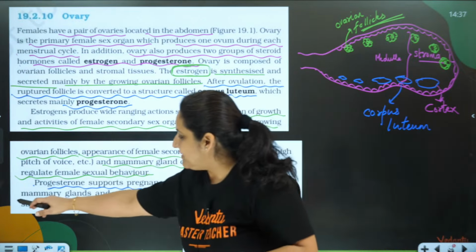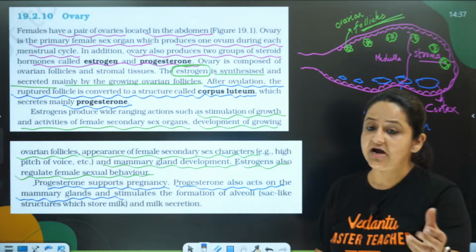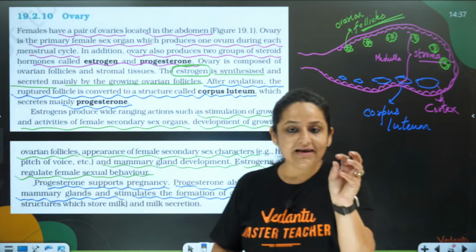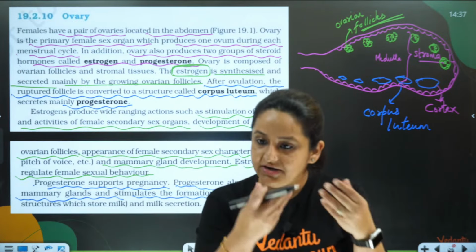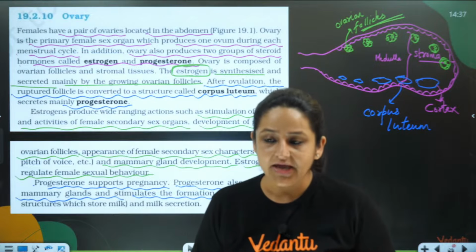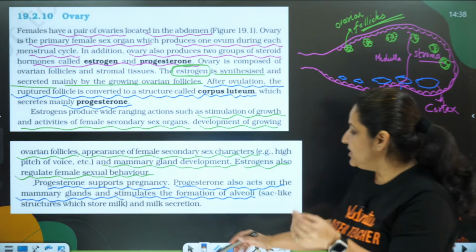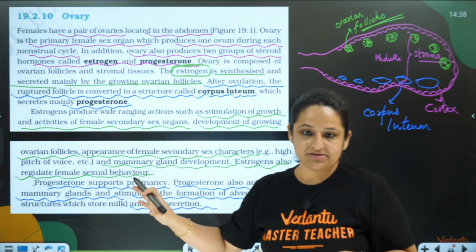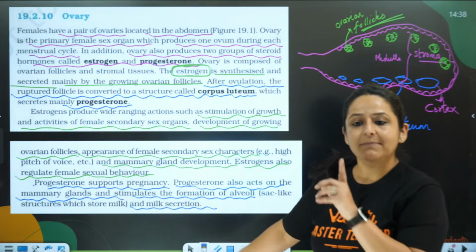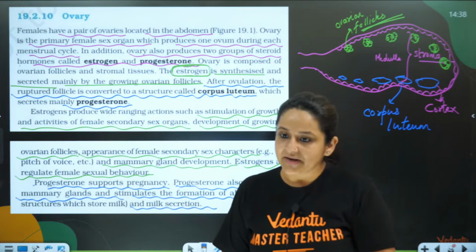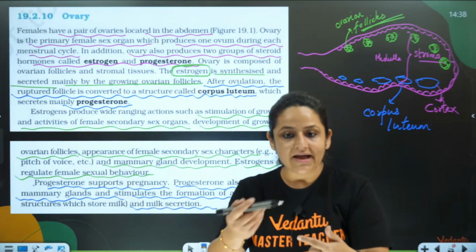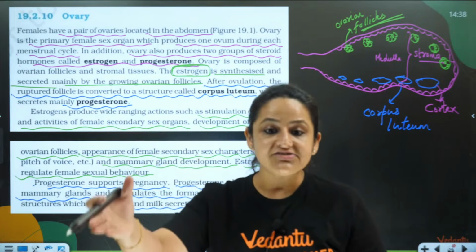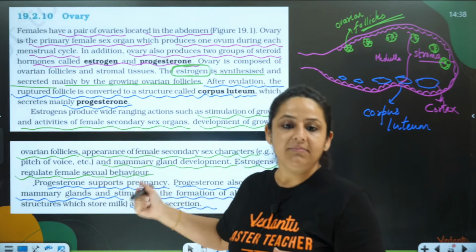It is telling the mammary glands, chalo, start the formation, please develop the alveoli. What are alveoli? Alveoli are the sac-like structures where milk is formed and stored. Progesterone has a little role in stimulating milk secretion and formation of alveoli, but major milk formation is done by the prolactin hormone. During pregnancy, the development of the mammary glands and alveoli, the preparation of the mammary glands for lactation, is done by progesterone.